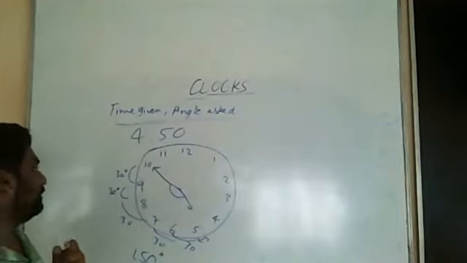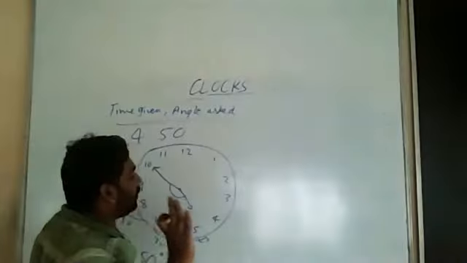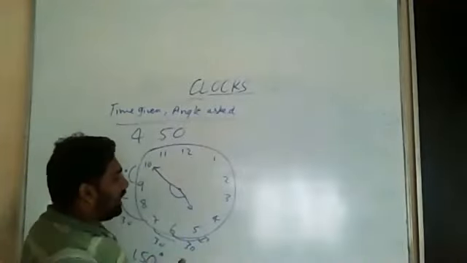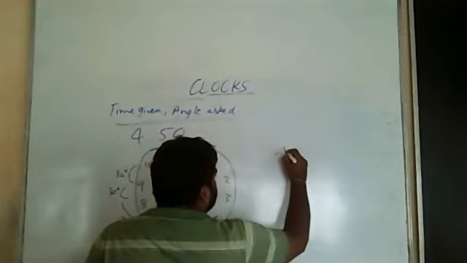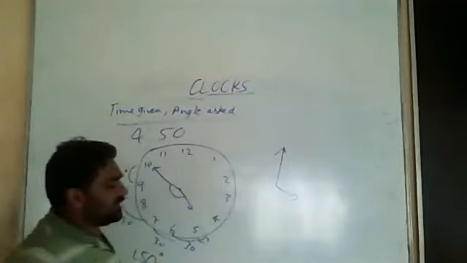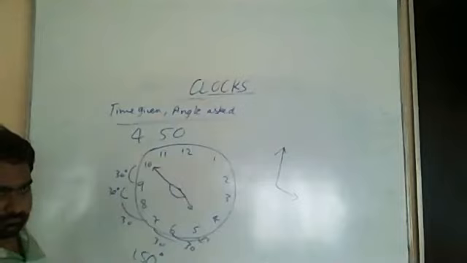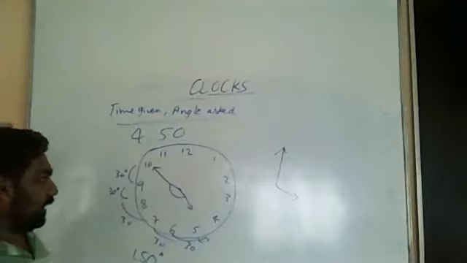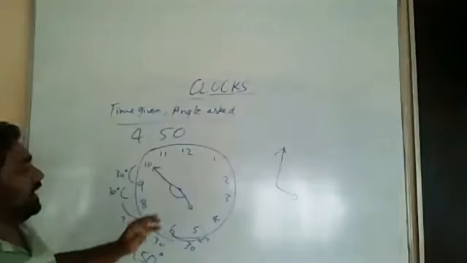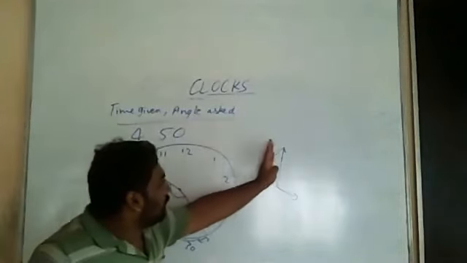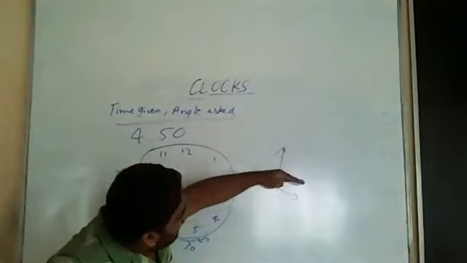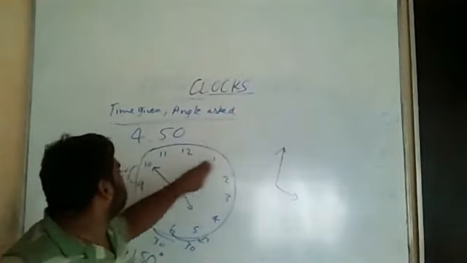Now listen to me very carefully. If it was 4 o'clock, then how would this look like? It would be like this. Yes or no? Now it is 50 minutes past 4, which means it has taken 50 minutes for the minute hand to travel like this and come to this position. Yes or no?